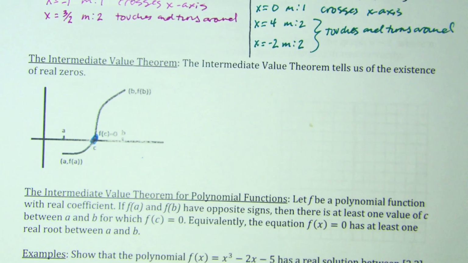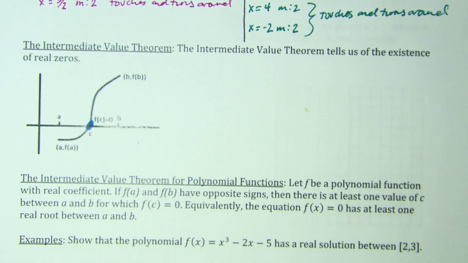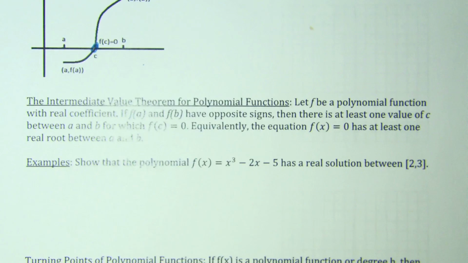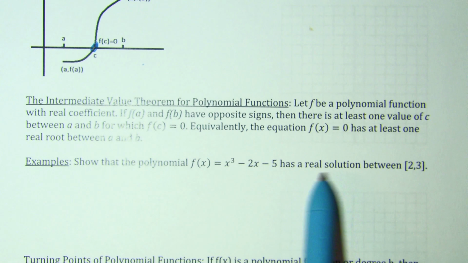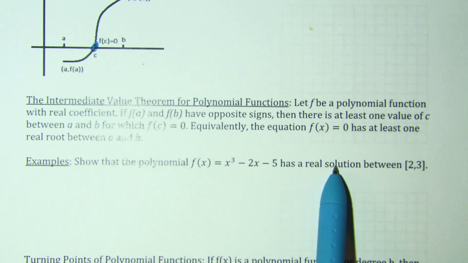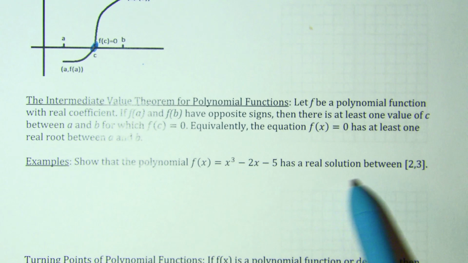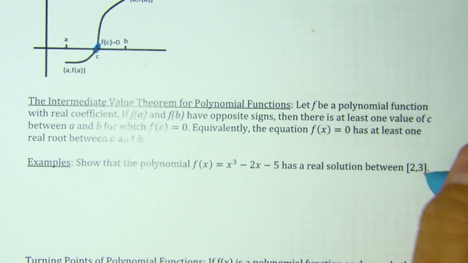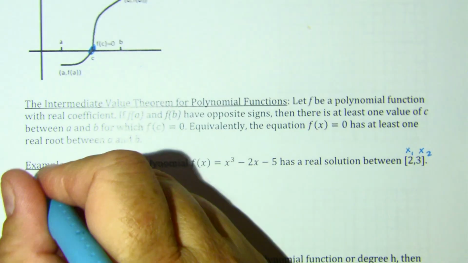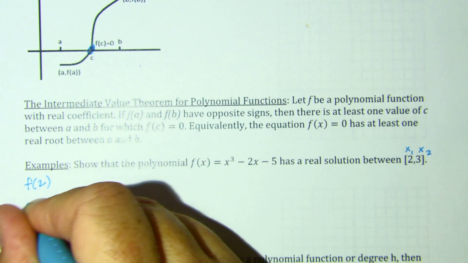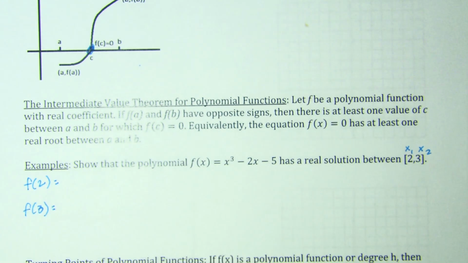So what we can look at then with the intermediate value theorem is finding zeros. So we know that this is a polynomial here. We want to show that the polynomial has a real solution or a real x-intercept, a real zero, a real root, all meaning the same thing there, between 2 and 3. So these are both x values. This is x1 and x2. So I want to find f of 2 and I want to find f of 3. And if one of those gives me a positive value and one of those gives me a negative value, then that means that we have a 0 between 2 and 3.